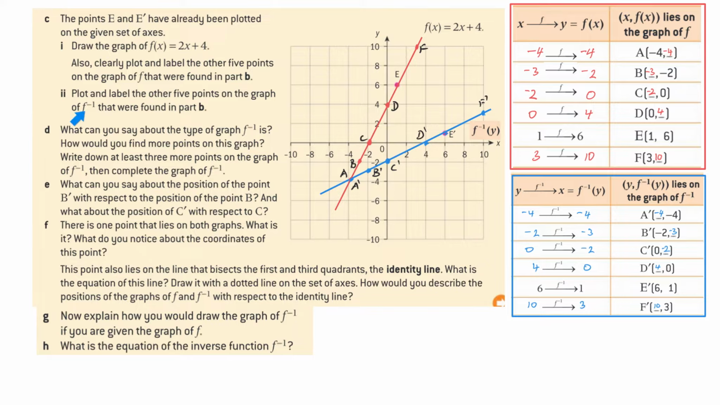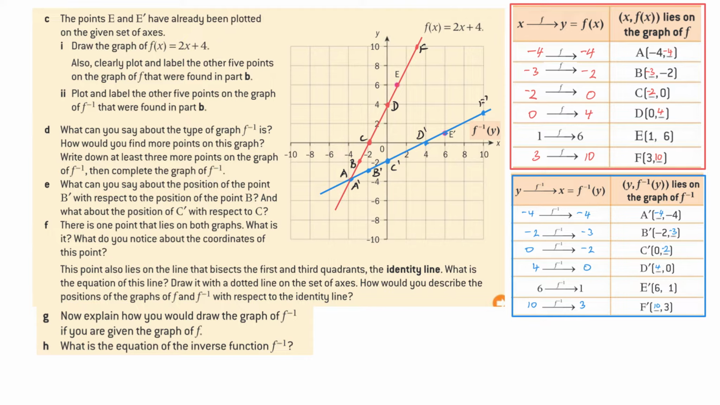Plot and label the other 5 points on the graph of the inverse function that were found in part B. So there's your E dash. I've added A dash, B dash, C dash, D dash, and F dash using those coordinate points, and that is the inverse function. We can represent it on the graph as well. D, what can you say about the type of graph that the inverse function is? Well, it's linear. How would you find more points on this graph? Well, you can just estimate points, look for intersecting grid lines, and maybe that's a point there, 8 and 2, for example. Write down at least 3 more points on the graph of the inverse function, then complete the inverse function graph. Well, that's completed.